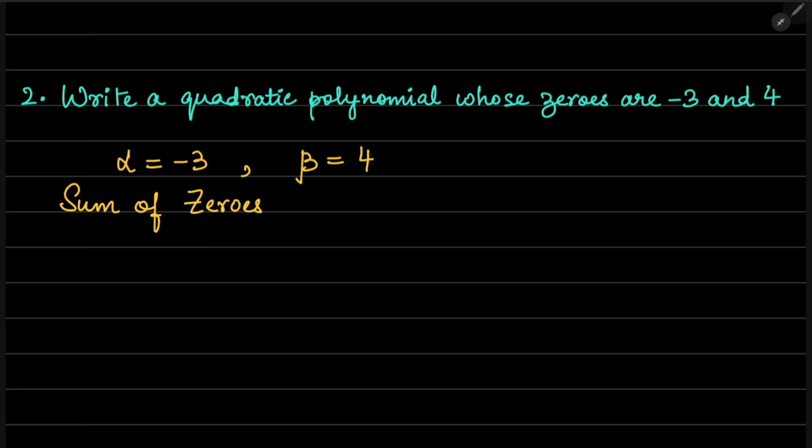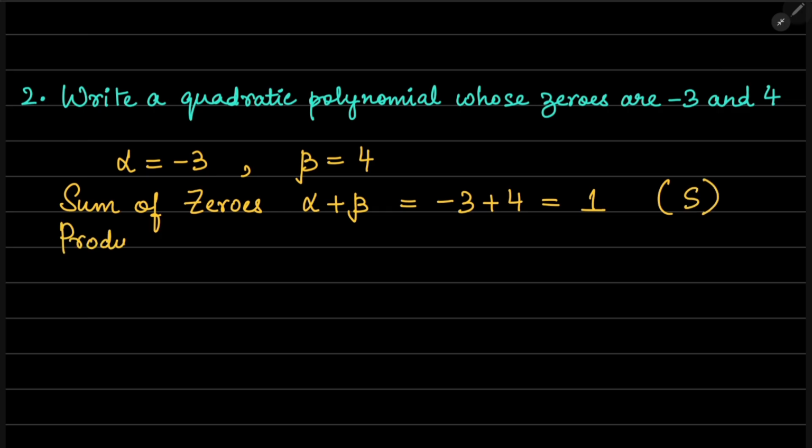The sum of the zeros means just add them, alpha plus beta. So minus 3 plus 4. So what is 4 minus 3? It is just 1. I'm going to denote it with the capital letter S.